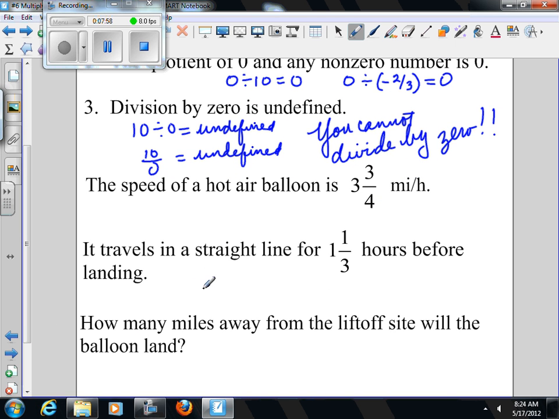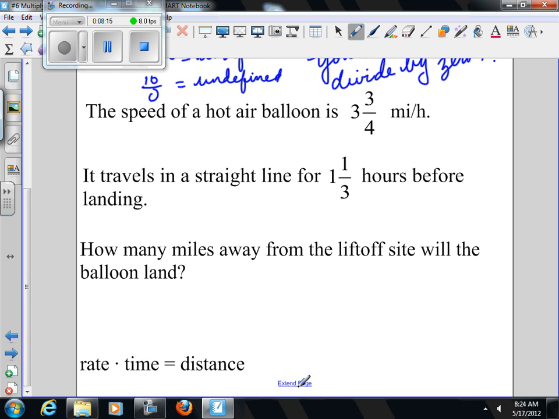Let's look at a word problem here. We've got the speed of a hot air balloon is 3 3/4 miles per hour. It travels in a straight line for 1 1/3 hours before landing. How many miles away from the liftoff site will the balloon land? Well, this leads us to a new formula that we're going to be using. You may have seen this before somewhere, maybe not. Either way is fine. This is rate times time equals distance. So if we know the rate of the hot air balloon and we know how long it travels at that rate, we can figure out how far it travels.